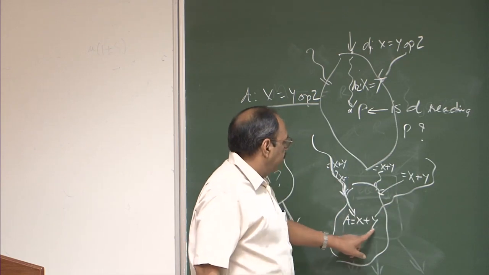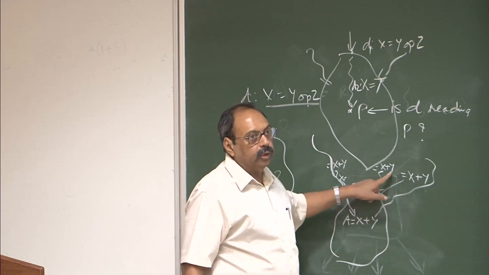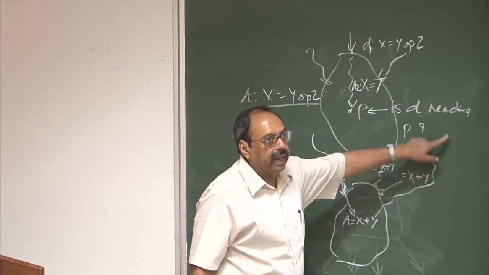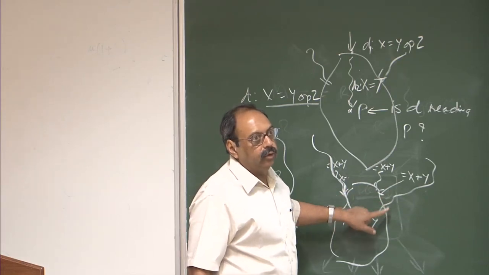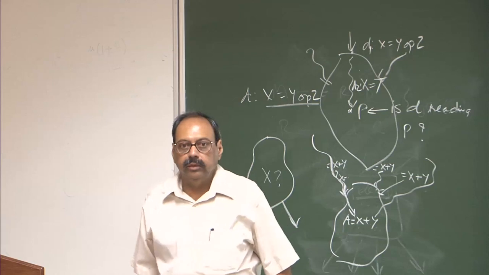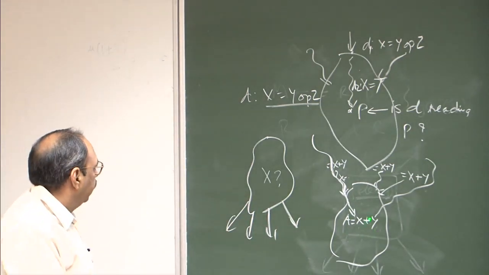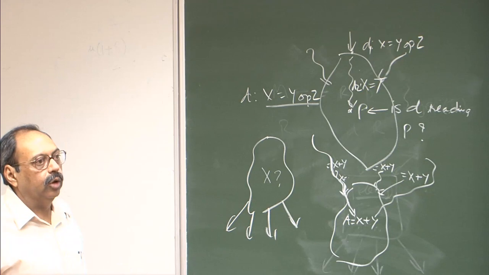That if x plus y is available here, then it must be computed on all the paths. Because if it is computed only on one of the paths, and is not computed on this path, and actually control flows through this path at runtime, then I know that x plus y will not be available to me. This has not been computed earlier. So for this to be available here, it must be computed on all the paths, but for this to be a reaching definition, it is sufficient to say that it is available on one of the paths.